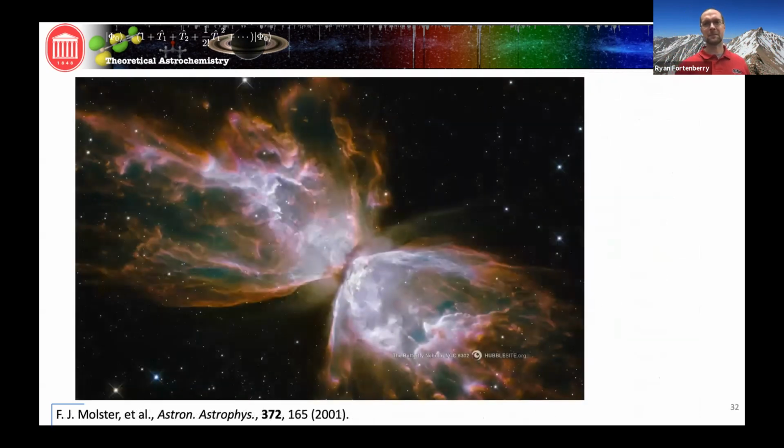Okay, so we've calculated all these molecules. We've gotten all this information. Is this really useful? Can we use this to observe such species in space? Well, the Butterfly Nebula, NGC 6302, from this beautiful Hubble image, and I think this one might actually be a real color image. Many of the ones we get from Hubble are false color. Again, y'all can tell me if I'm wrong.